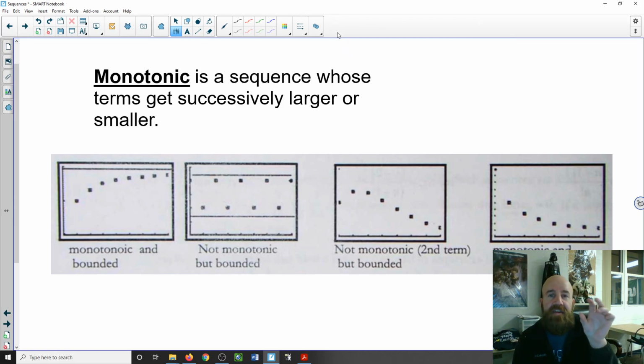I'm going to do one video on a couple examples of, if you're given the actual rule of a sequence, how do we tell if it is bounded? Or how do we tell if it's monotonic? So I'll go over that.